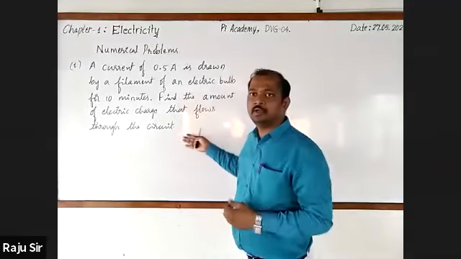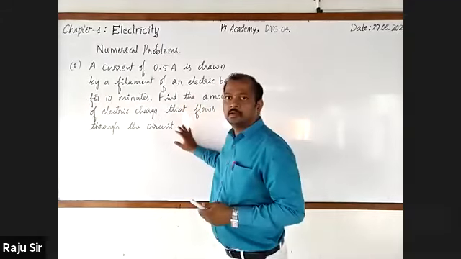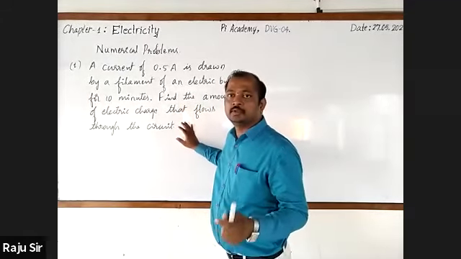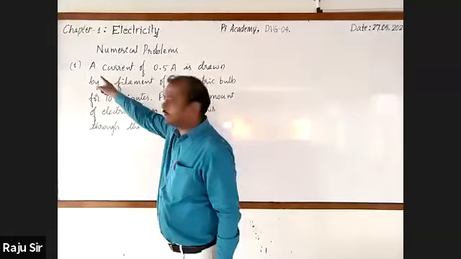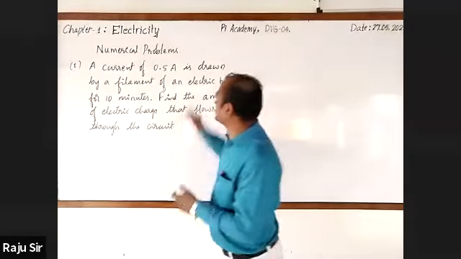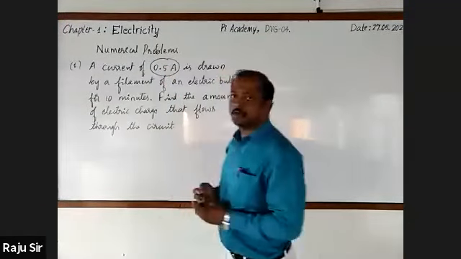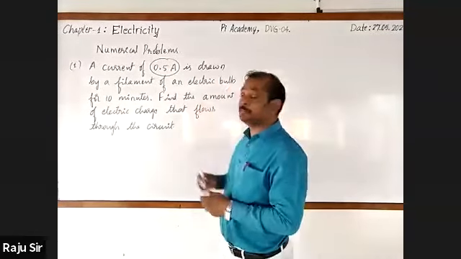Here also, we have some statements. Just look at them. Once you go through the given statement: a current of 0.5 amps is drawn by a filament of an electric bulb.